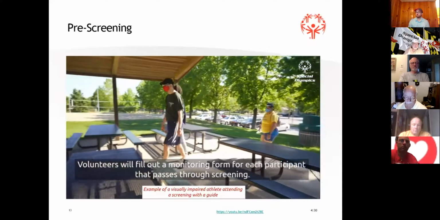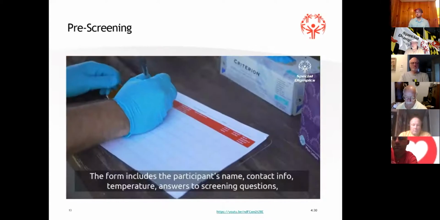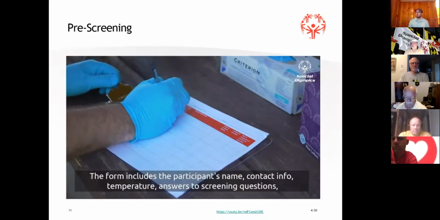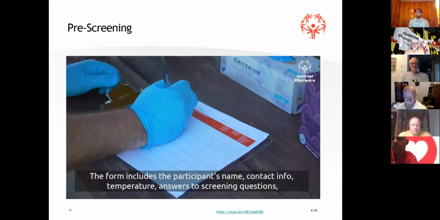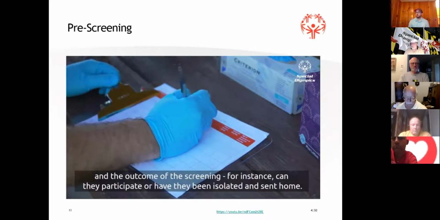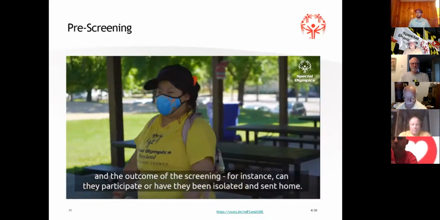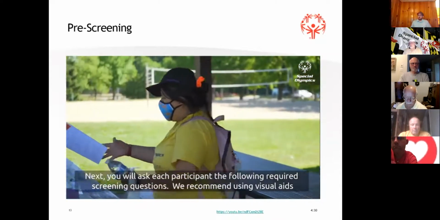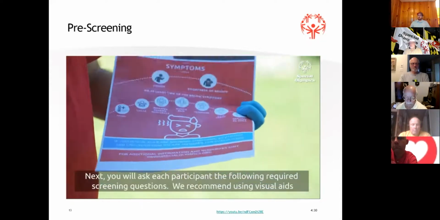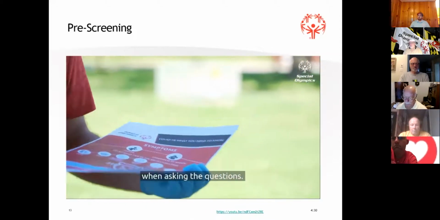Volunteers will fill out a monitoring form for each participant that passes through screening. The form includes the participant's name, contact info, temperature, answers to screening questions, and the outcome of the screening. For instance, can they participate or have they been isolated and sent home? Next, you will ask each participant the following required screening questions. We recommend using visual aids when asking the questions.